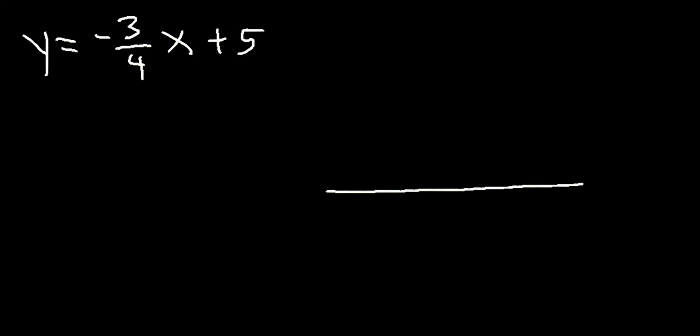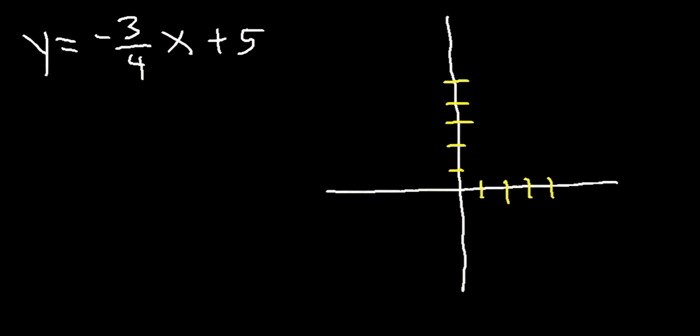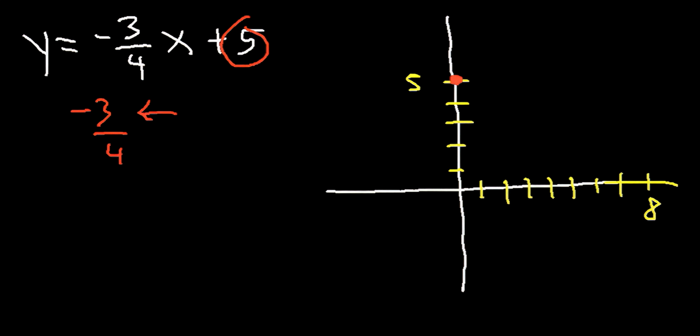So now let's try another example just like that, but using fractions. So let's say if you have this equation, y is equal to -3/4 x plus 5. So 1, 2, 3, 4, 5. 1, 2, 3, 4. Let's go up to 8. 5, 6, 7, 8. So the y-intercept is 5. So that's going to be the first point. Now the slope is -3 over 4. So -3 is the rise and 4 is the run.